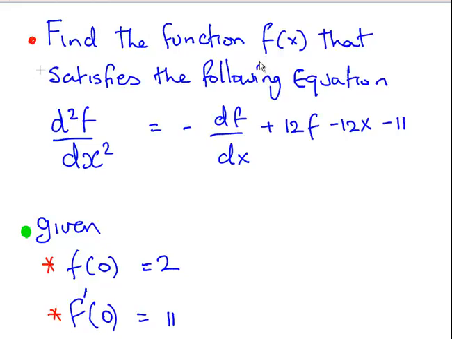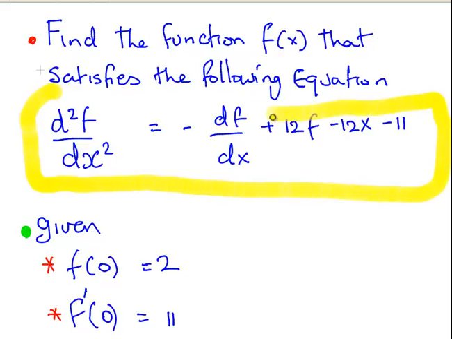In this presentation, we're going to look at a second order ODE problem again. What we're going to do here is find the function f of x that satisfies the following equation. So this is the equation we're going to work with: d squared f over dx squared is equal to minus df dx plus 12f minus 12x minus 11.